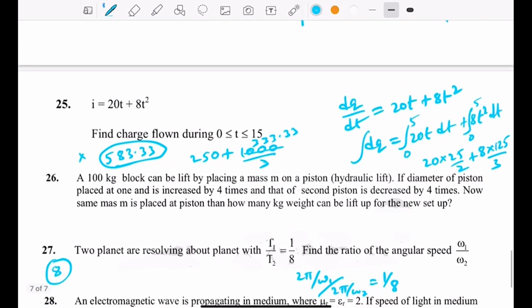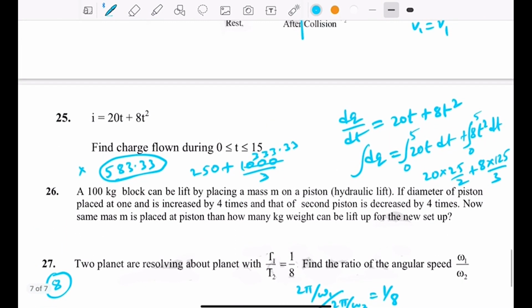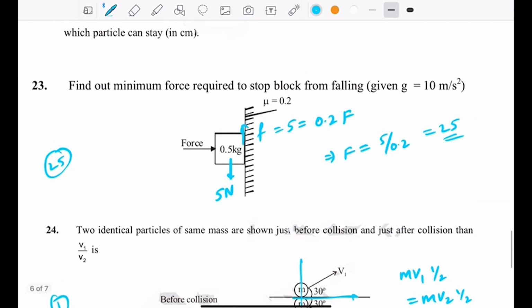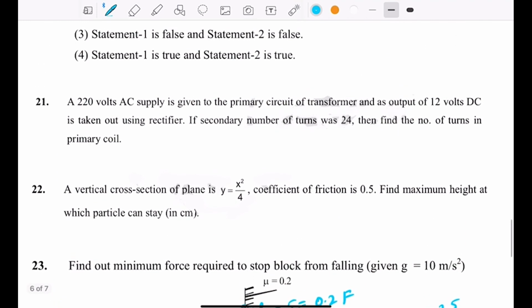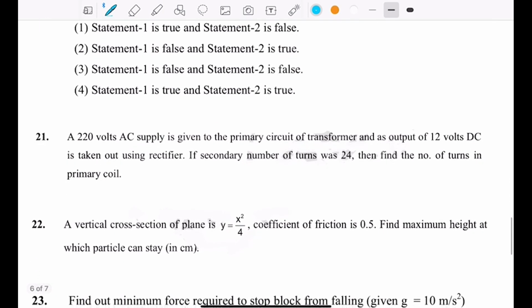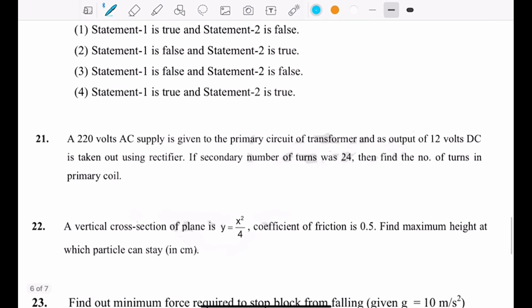Now, 4 questions are done. One more question I have to do. Leaving this question, because there are numbers, I think it's not that easy. Yeah, okay.